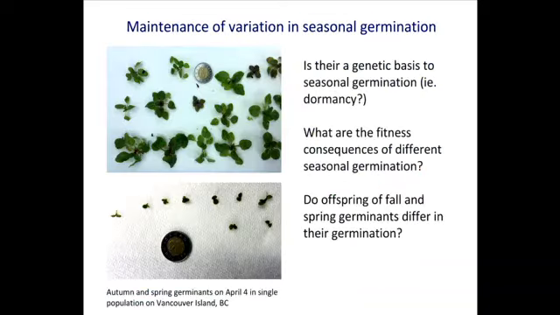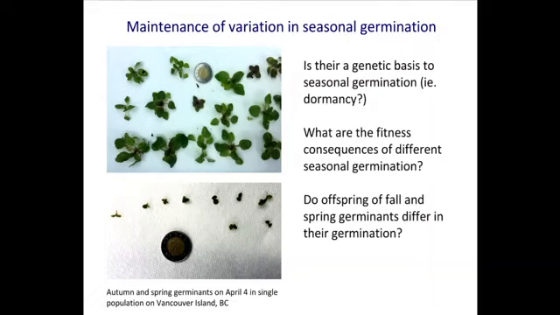So in this photograph here, I show what fall and spring germinants look like. This is in Mimulus guttatus, which I'll get to in a minute. But these photographs were taken on April 4th in a single population on Vancouver Island in British Columbia, where we have new spring germinants as these tiny little cotyledons. And we have some larger rosettes that germinated in the fall and overwintered as a rosette. And we were interested in understanding why both these strategies exist in the population.